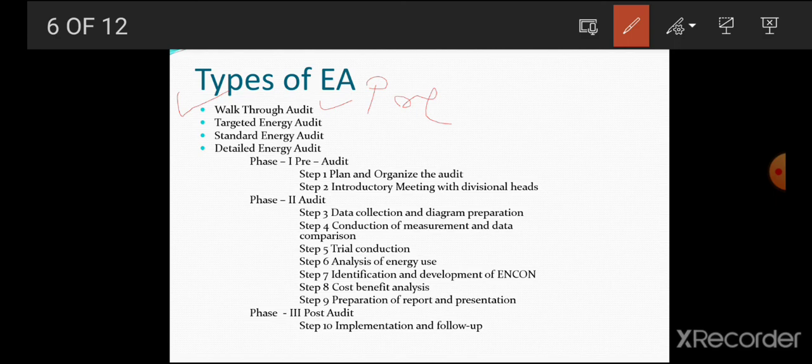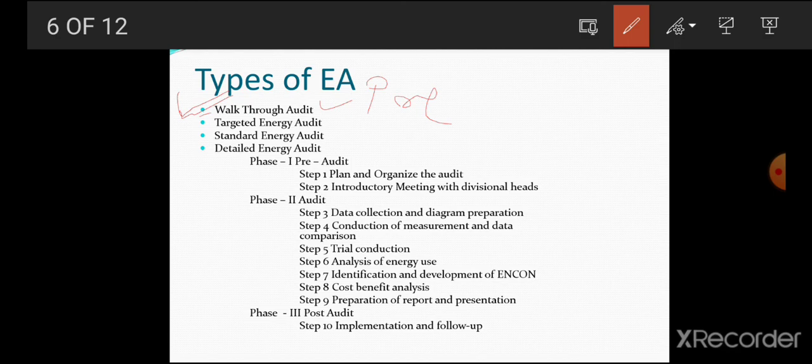Then next is the targeted audit. A targeted audit often results from a walkthrough audit. After you have done the walkthrough audit, preliminary data for a particular project is obtained. For example, if an organization wants to improve lighting systems for energy savings, then a targeted audit for the same is carried out. In targeted audits, further detailed investigation is carried out. So that is the targeted energy audit.